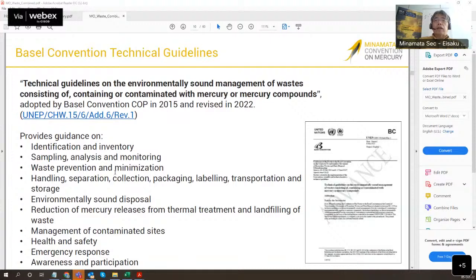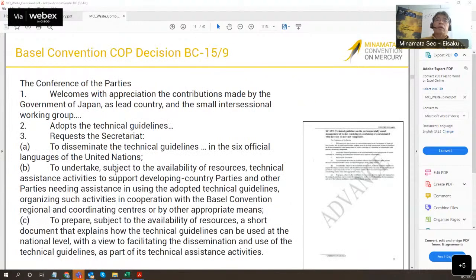Basel Convention technical guidelines, I'm not going into details because we have a dedicated presenter on this, but I would like to mention the Basel COP decision taken in June this year, which adopted the technical guidelines and requested the secretariat, this is the Basel secretariat, to disseminate the guidelines and undertake capacity building projects and to prepare a short document for easy to use documents. And I believe that this session contributes to this request as well.